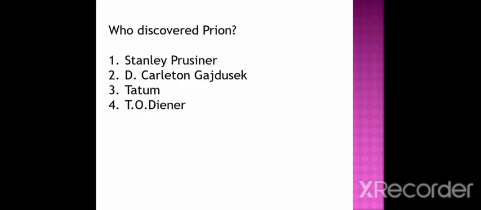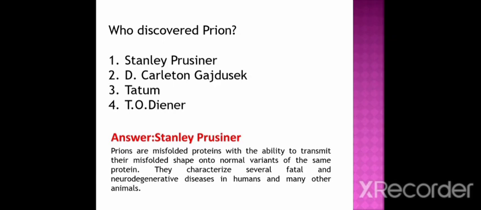Who discovered prion? Option 1 Stanley Prusiner, option 2 Carleton Gajdusek, option 3 Totem, and option 4 Theo Diener. And the correct option is Stanley Prusiner. Prions are misfolded proteins with the ability to transmit their misfolded shape onto normal variants of the same protein. They characterize several fatal and neurodegenerative diseases in humans and many other animals.